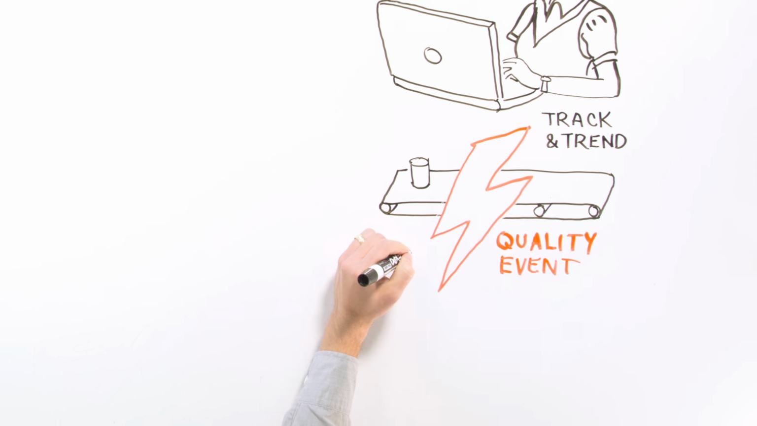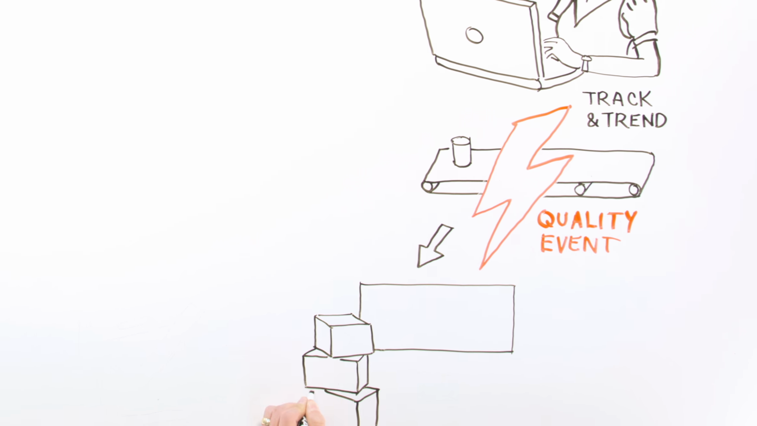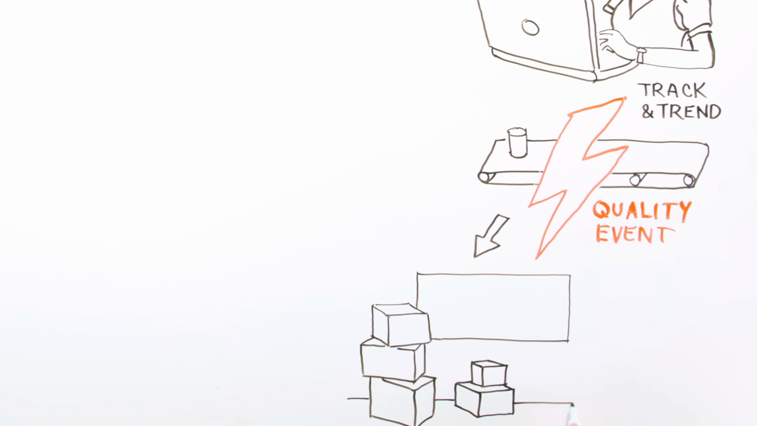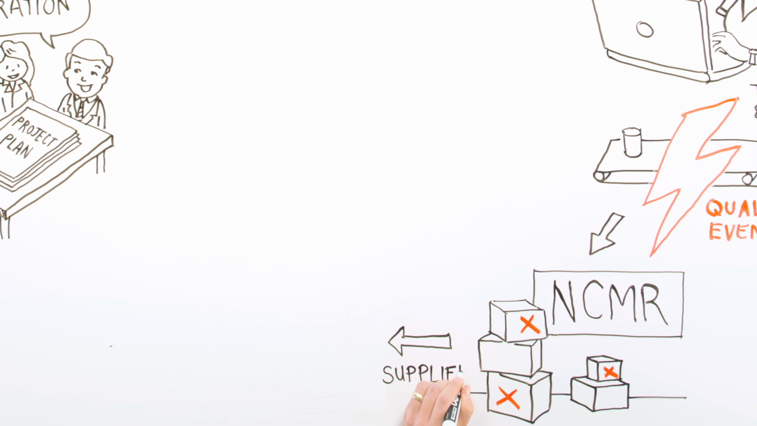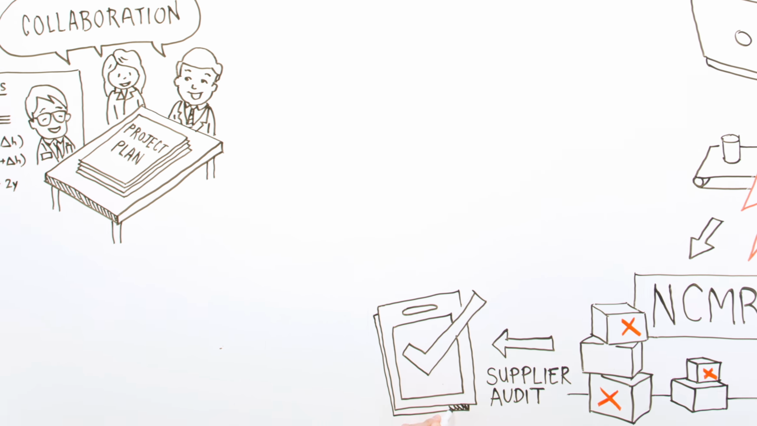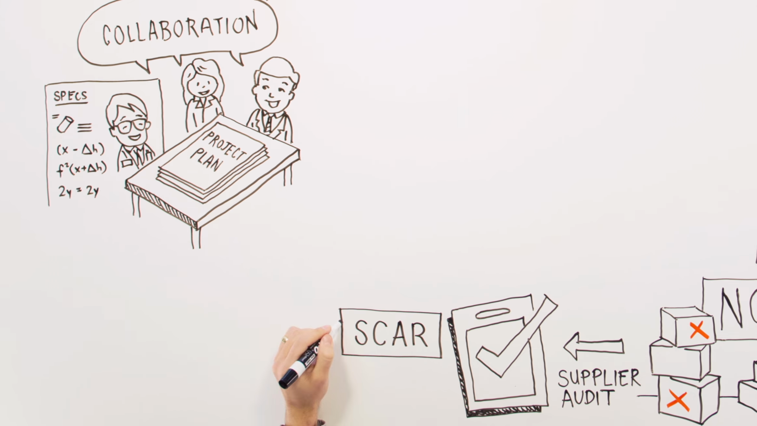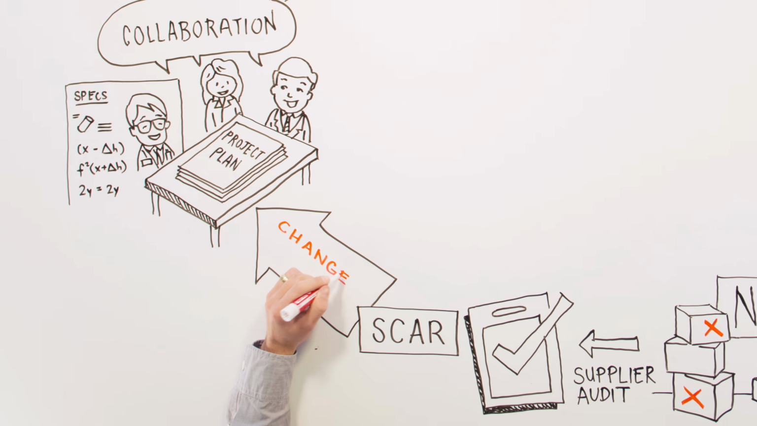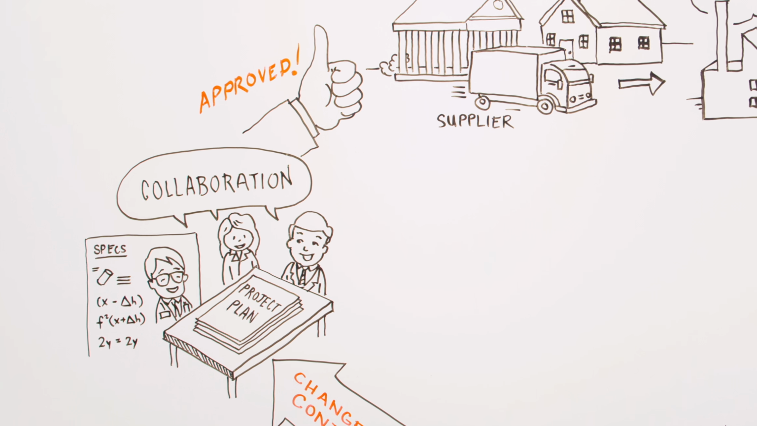As you are tracking these quality events, you may discover a trend that indicates a contract manufacturer is sending you a defective product. So at this point, it requires you to go out and do an audit of that supplier. You may have additional findings that come out of that audit that result in a supplier corrective action request, or SCAR. This series of events may prompt a change control that results in a change to one of your specifications. So now you've come full circle.